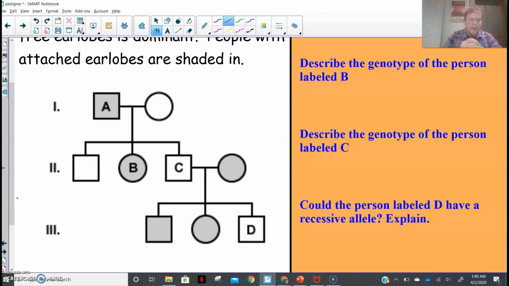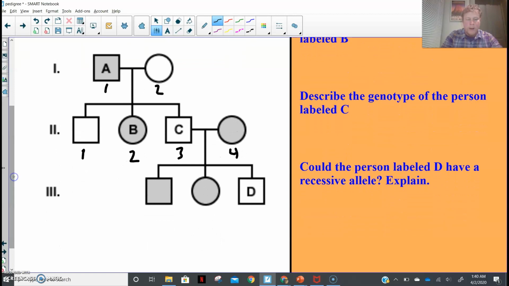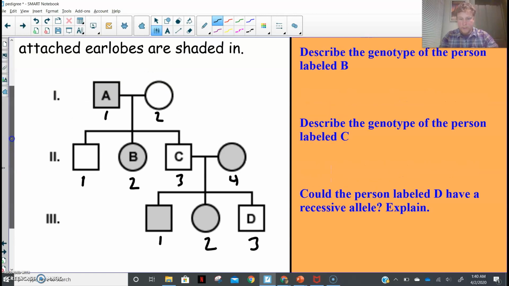And then at the bottom of each person, what we like to do is have numbers. So generation 1, here's person 1 and 2. Generation 2, person 1, 2, 3, 4. And generation 3, person 1, 2, 3. We restart numbering at each generation.